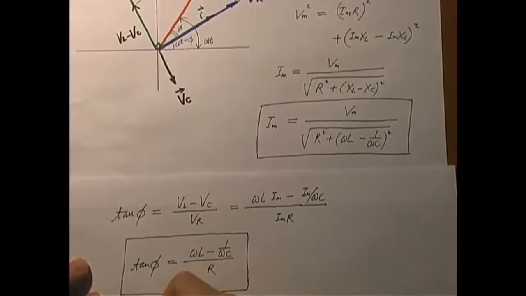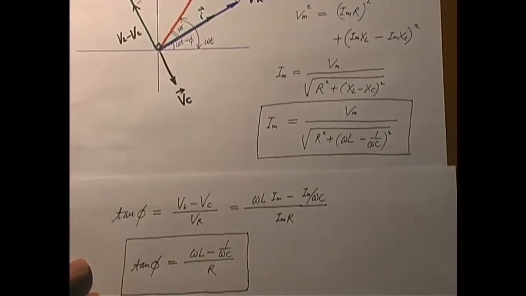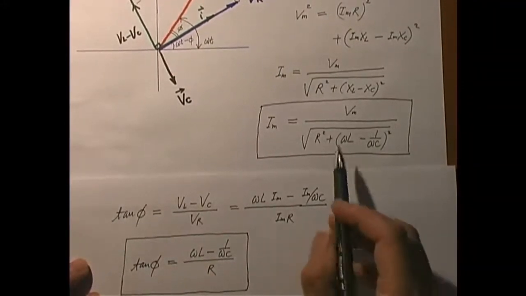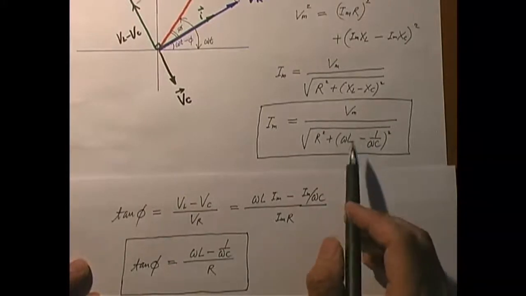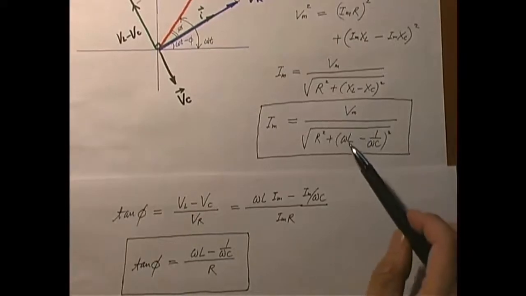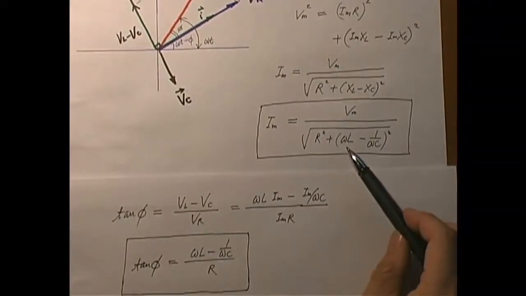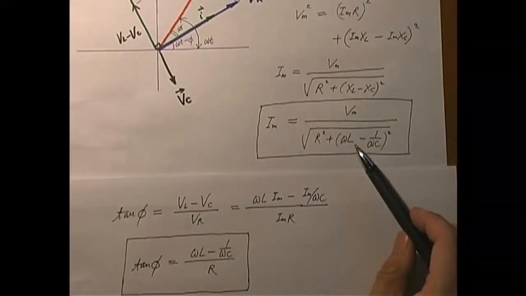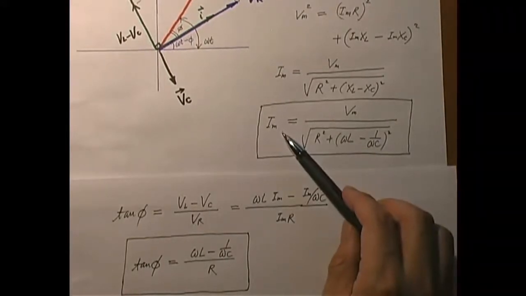Okay, so here's I maximum, the resultant amplitude of the current, and here is how it depends on omega. Now, what if I have a very, very large value of omega? If omega is very large, then this term dominates in the denominator, and that would tend to bring I maximum down to 0.